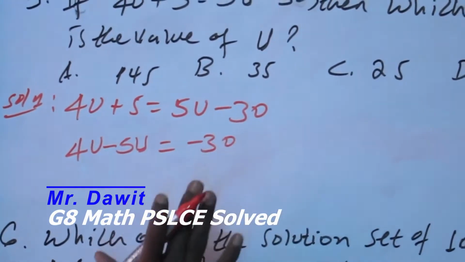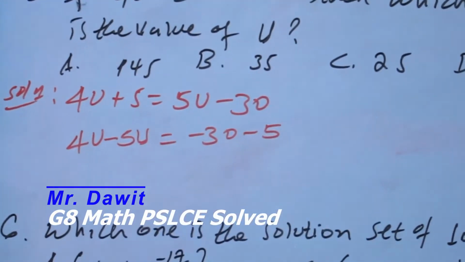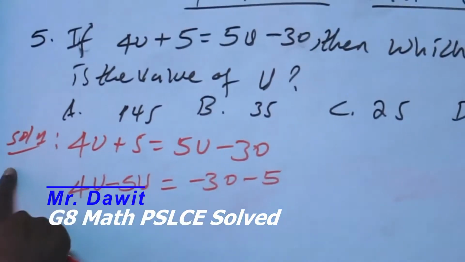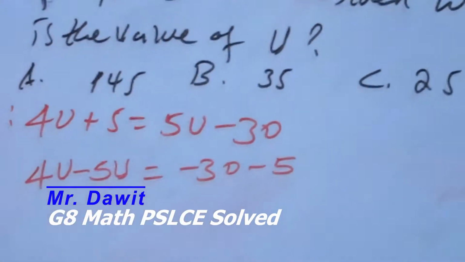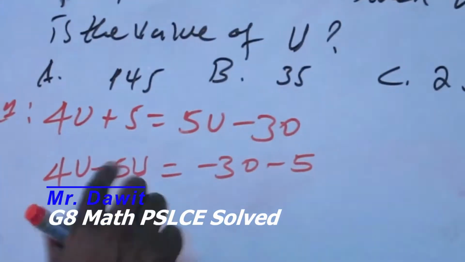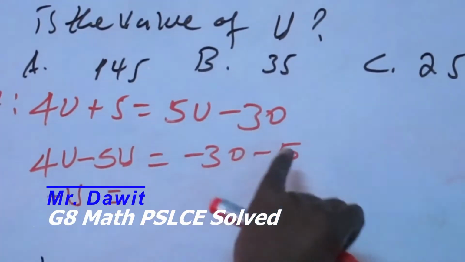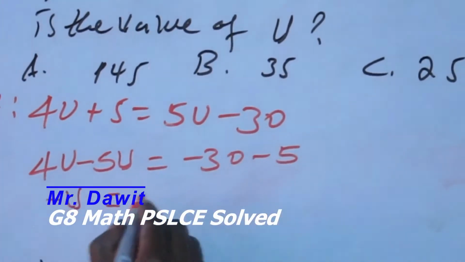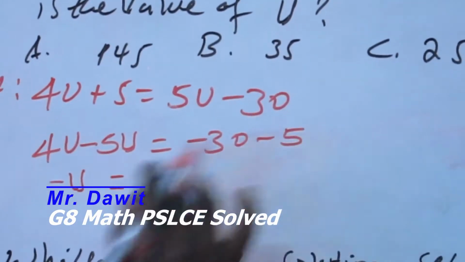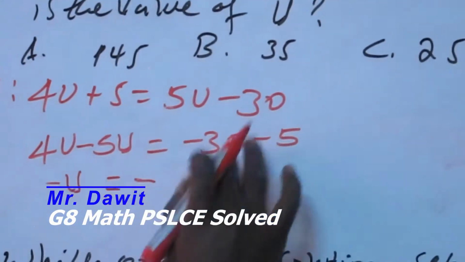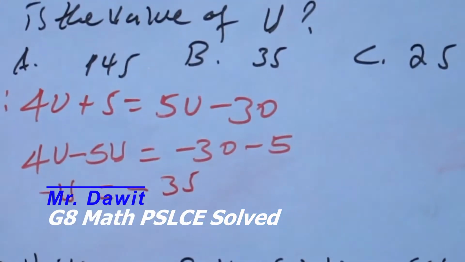Negative 30 is in its place, so the sign doesn't change, minus 5. That means 5u, which was positive, becomes negative when we bring it here. We bring them in the opposite sign. 4u minus 5u is negative u, is equal to negative 30 minus 5. Since both numbers are negative we have to add, okay, and finally we have to put in the negative sign. That is 30 plus 5 is 35 and put a negative sign in front of the number.